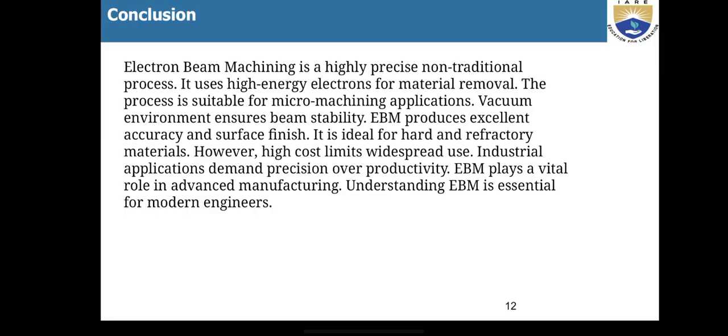Conclusion. Electron beam machining is a highly precise non-traditional process. It uses high energy electrons for material removal. The process is suitable for micro machining applications. Vacuum environment ensures beam stability. EBM produces excellent accuracy and surface finishing. It is ideal for hard and refractory materials.